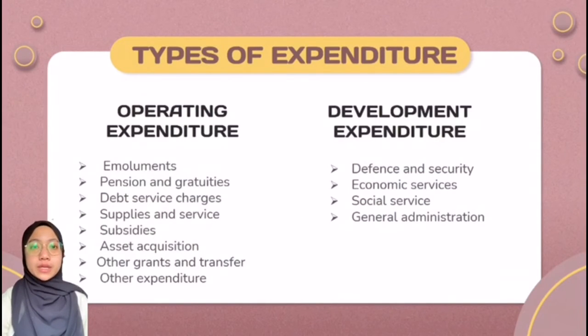Types of expenditure. For operating expenditure: emolument, pension and gratuities, debt service charge, supplies and services, subsidies, asset acquisition, other grants and transfer, and other expenditure. For development expenditure: defense and security, economic services, social service, and general administration.